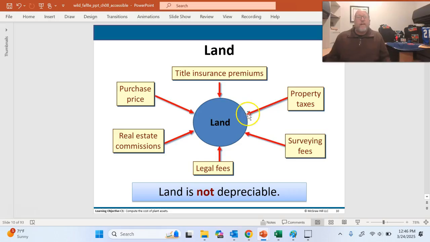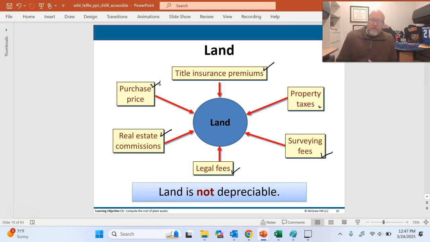So land, again, it's the purchase price and then all of the things that we would incur to acquire land, right? We would do a title search to make sure the person selling land is the rightful owner. We would pay real estate agent fees and maybe legal fees. Surveying, this would be if we bought land out in the middle of nowhere, we would want to know where the property lines are. A surveyor would come out and tell us precisely where our property lines are.